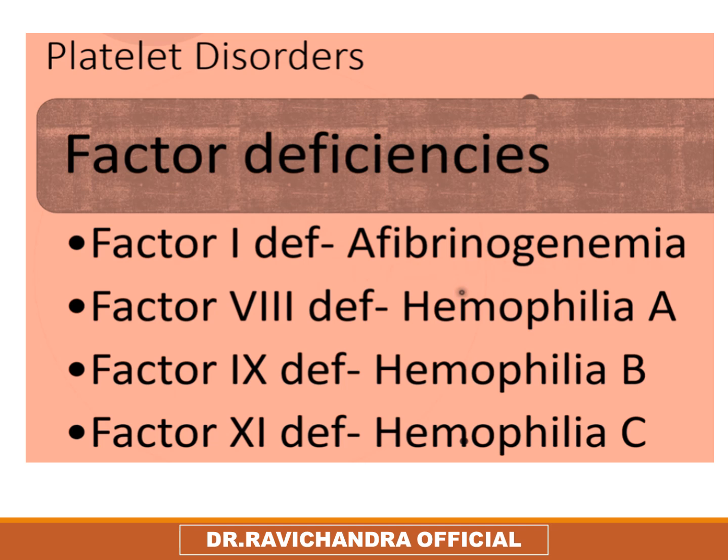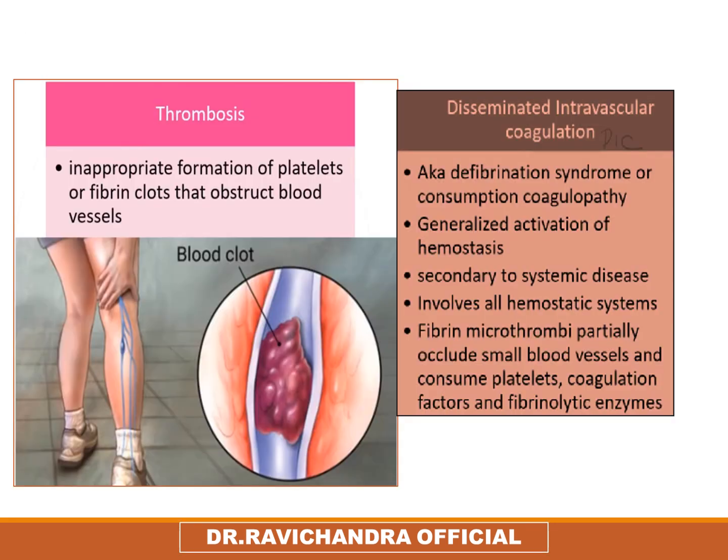Factor deficiencies. Factor 1 deficiency will cause afibrinogenemia, factor 8 deficiency will cause hemophilia A, factor 9 deficiency will cause hemophilia B, and factor 11 deficiency will cause hemophilia C. Thrombosis is the inappropriate formation of platelet or fibrin clots that will obstruct the blood vessels. You can see the blood clot in the picture in the veins.